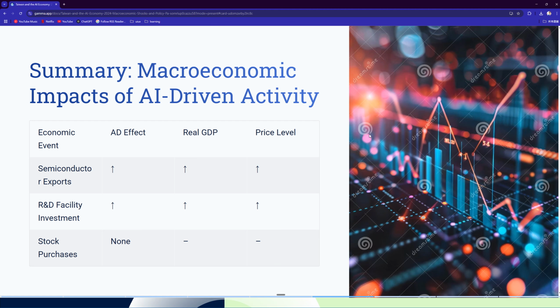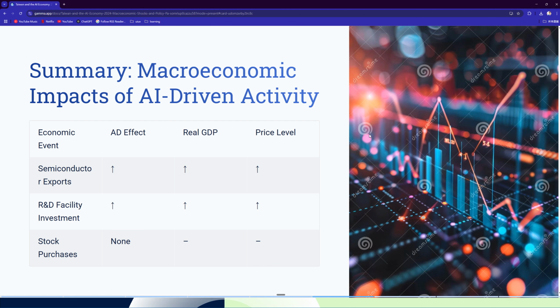Second row, the investment by NVIDIA in an R&D center in Taiwan is a form of real foreign direct investment. This also increased aggregate demand since investment is one of the components. The impact is similar. Real GDP rises and the price level increases as well. Additionally, it creates jobs and encourages local spending, further amplifying the effect.